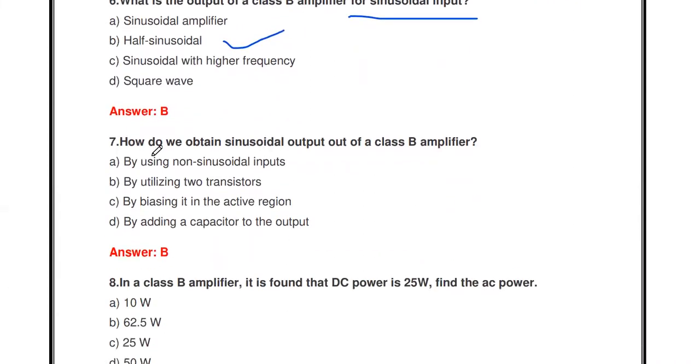Then the next one: how do we obtain sinusoidal output out of a class B amplifier? To get the full sinusoidal output in a class B amplifier, we have to use two transistors. With a single transistor, we will not get a full sine wave, only a half sine wave. To get the full sine wave output, we have to use two transistors.